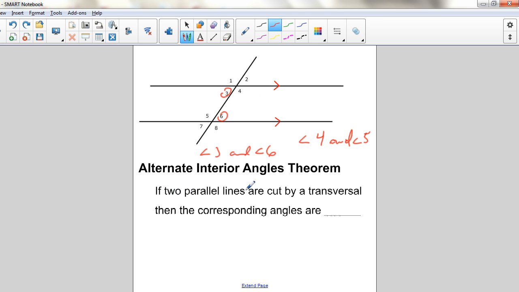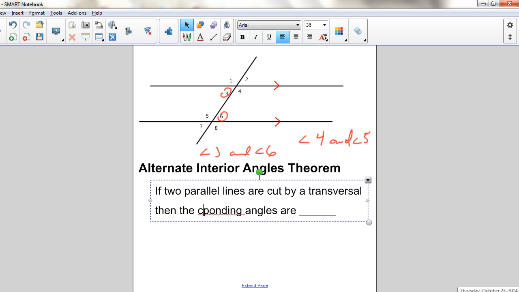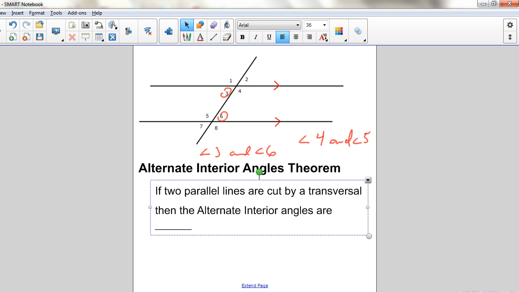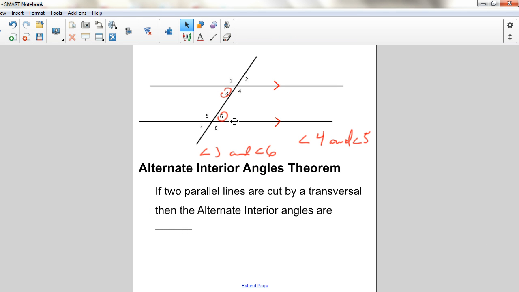If two parallel lines are cut by a transversal, then the corresponding angles are... I'm sorry, that should not say corresponding. Oh, that's a big mistake. That should say alternate interior. Okay, so alternate interior angles are also congruent.